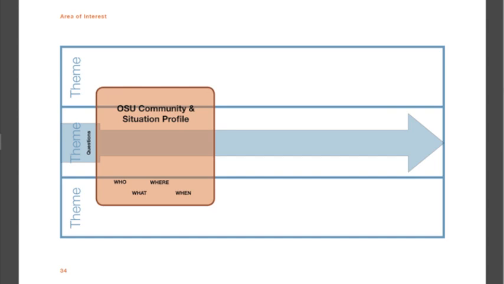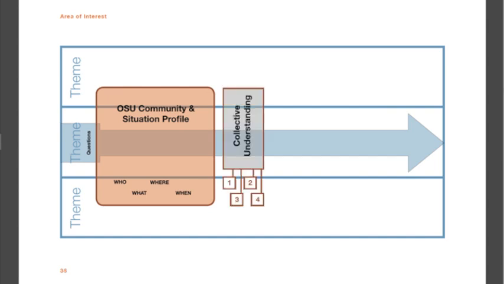The first part of this, questions 1 and 2, are best described as an OSU community and situation profile. They are the who, what, where, and when of OSU in-house design. What's happening, what's the full scope of services, who does what, when is it done. All those questions will be answered in this first cycle. In the second cycle, this is where question 3 becomes important.